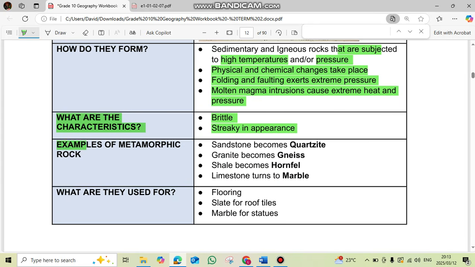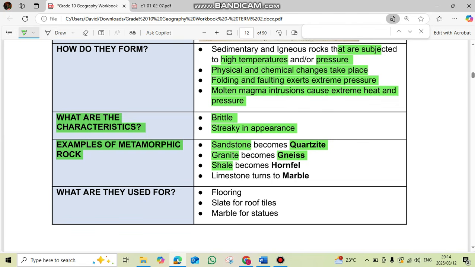Examples of your metamorphic rocks. This over here is a sandstone, which we know is a sedimentary rock. When sandstone is subjected to extreme heat and pressure, it changes into a quartzite. We know that granite is an igneous rock. However, when it is subjected to extreme heat and pressure, it becomes a metamorphic rock known as gneiss.